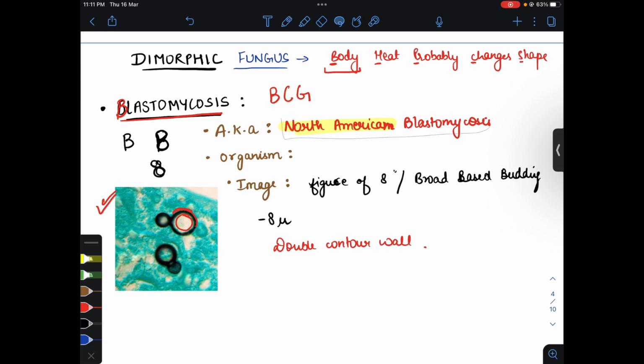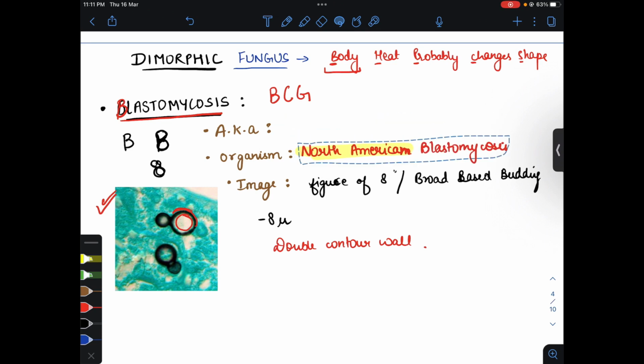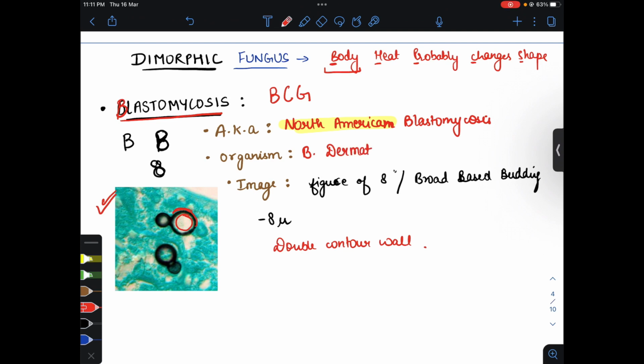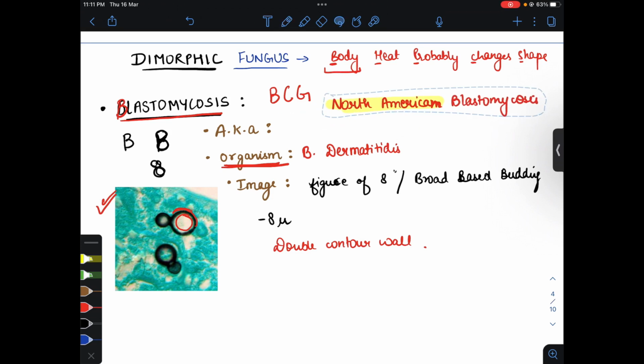The organism which causes blastomycosis is Blastomyces dermatitidis, and it is found in North America. So blastomycosis will be found in North America, so it is also known as North American blastomycosis.